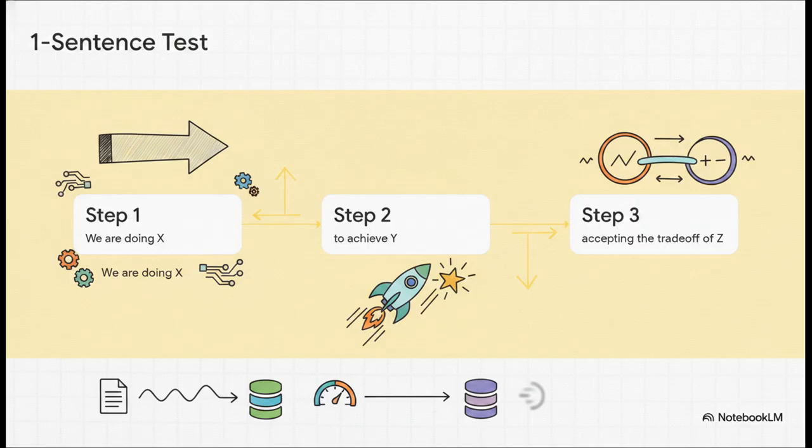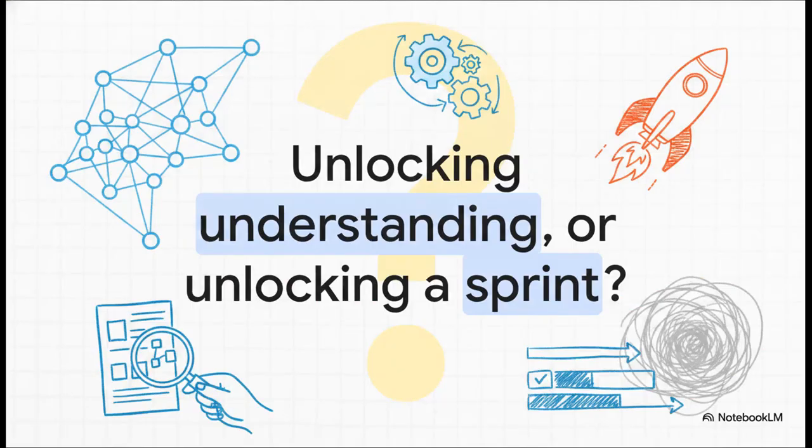Forcing yourself to explicitly state the trade-off is the magic key to avoiding downstream arguments. You've essentially distilled all that underlying complexity into one sharp, undeniable point. Which brings us to our final, overarching question for today. Are your specs unlocking shared understanding, or are they just unlocking a sprint? Are you creating documents that genuinely empower your team to see risks clearly, to understand strict constraints instantly, and to evaluate tough trade-offs honestly?